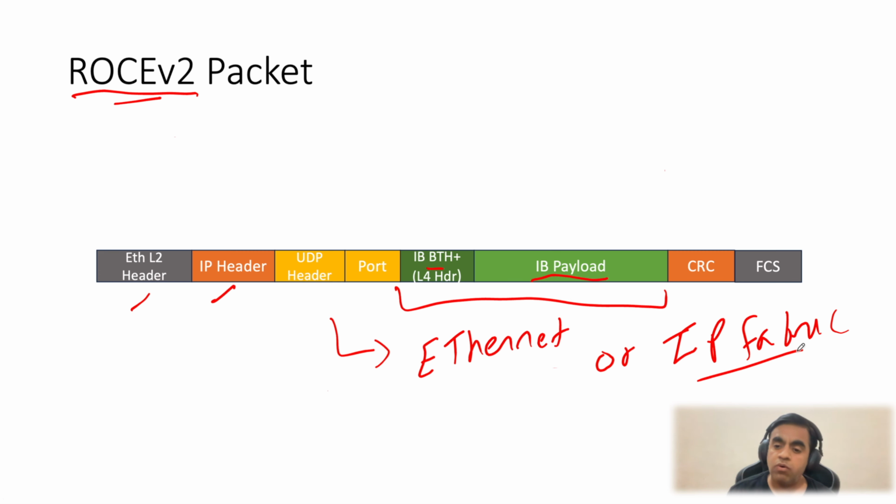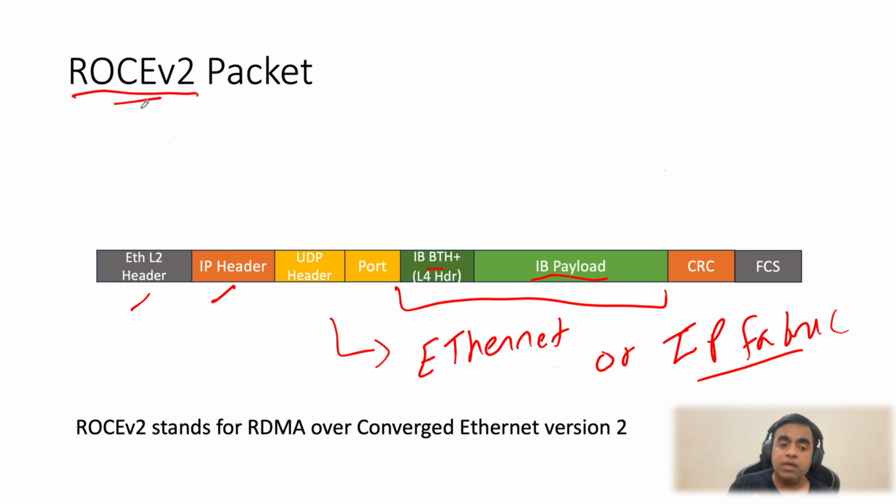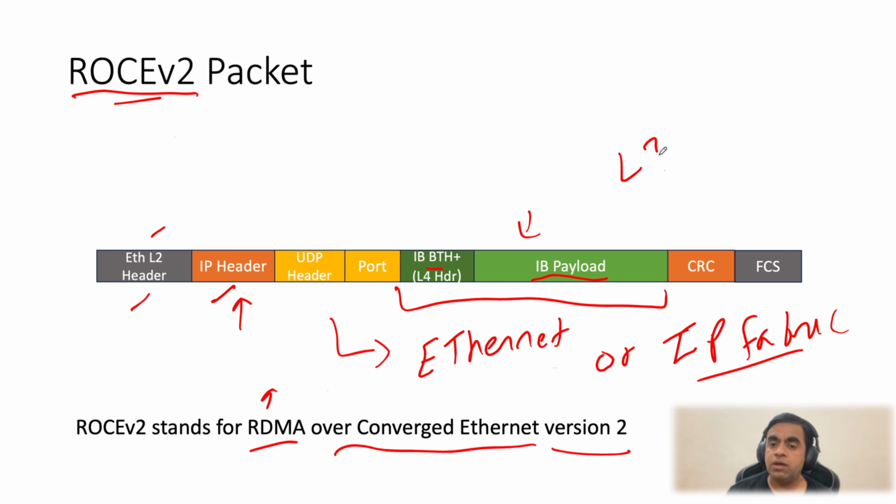And for those of you who are wondering what RoCE stands for, RoCE is RDMA, and RDMA here is remote direct memory access over converged Ethernet. And this is version 2. Version 1 was only Ethernet. In version 2, they added the IP header also, so that this entire packet, or this payload to be specific, can be taken over a layer 3 network.